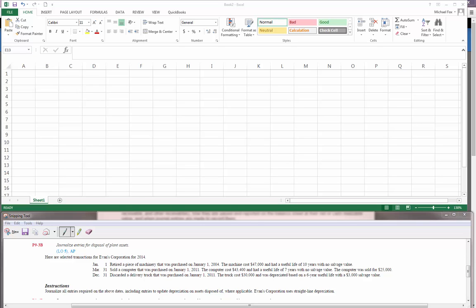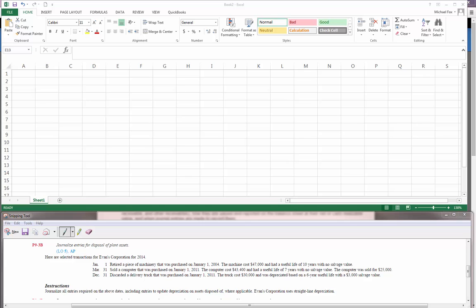So the first step for these kinds of problems is to figure out the amount of our entries. And then the second step, of course, is to figure out which accounts are being impacted. So let's just take these one at a time. On January 31st, they retired a piece of machinery. It had a cost of $47,000. It was purchased 10 years before, and it had a useful life of 10 years with no salvage value.